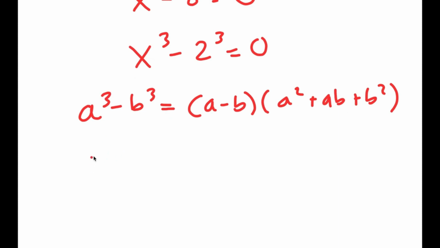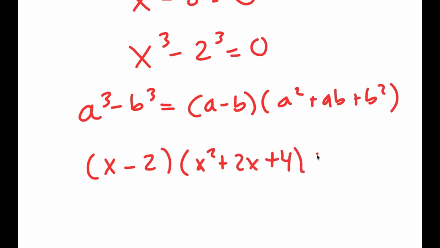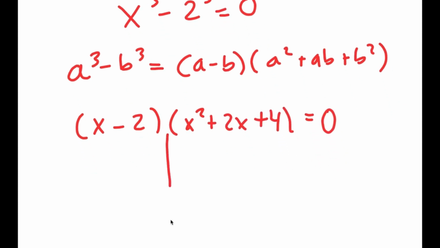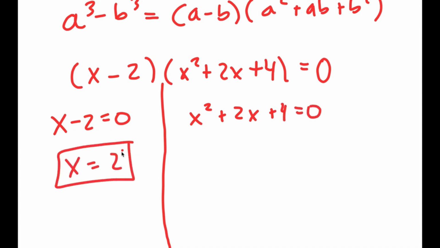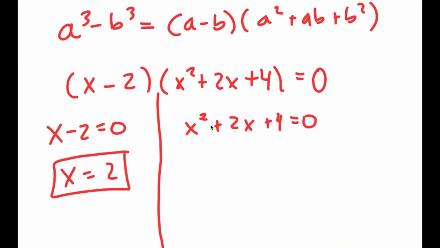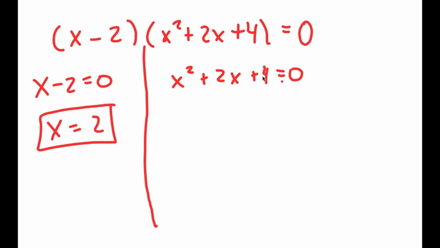So in this case, this turned into x minus 2 times x squared plus 2x plus 4 is equal to 0. So now I get two equations. I get x minus 2 equals 0 and x squared plus 2x plus 4 equals 0. So for x minus 2 equals 0, I get x equals 2, which was a solution that we already got. But now see, on top of this, we have a whole other equation with two more solutions because it's a quadratic equation.